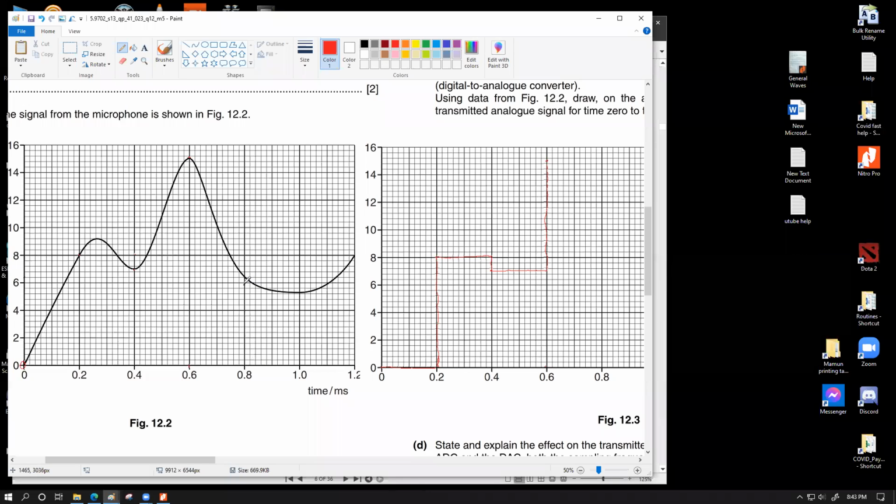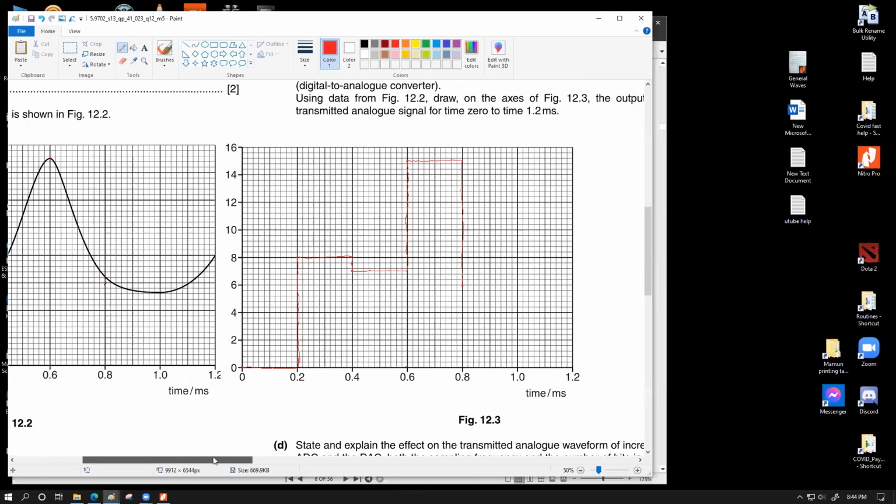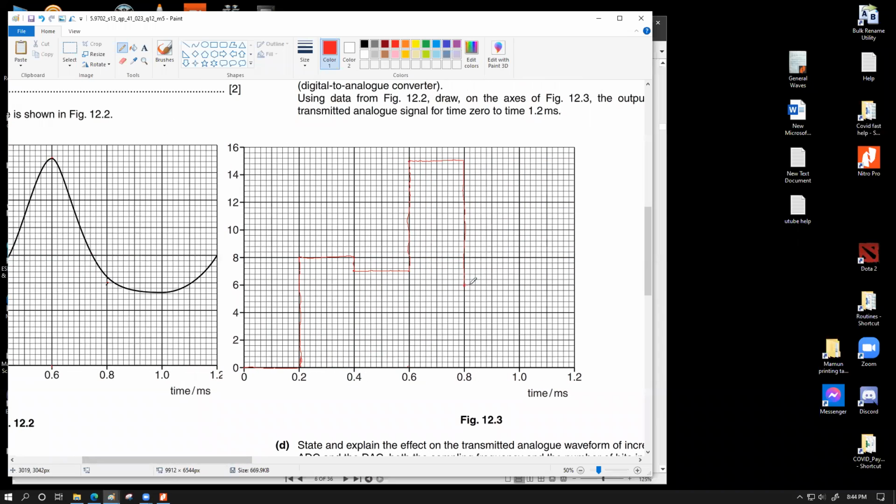At 0.8, this is 6 once again. So at 0.8, it is going to be 6. Oh, sorry, my bad. Once it becomes 15, it will remain as 15 for the next duration of the sampling. Then it drops down to 6 vertically. And then it will remain as 6 for the next duration, so up to 1.0.